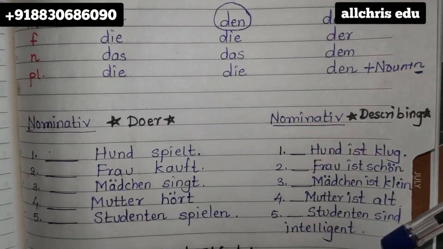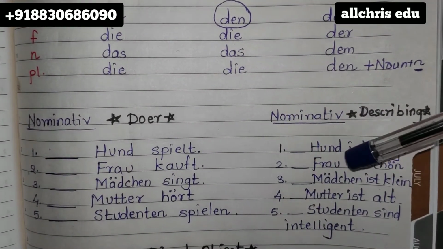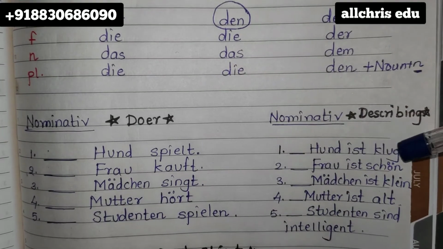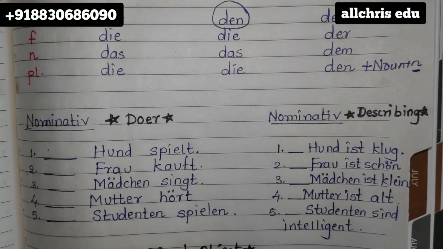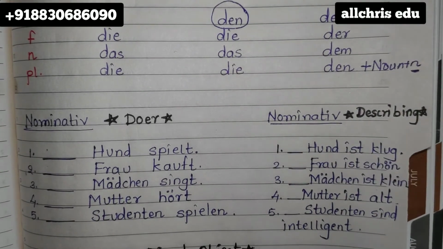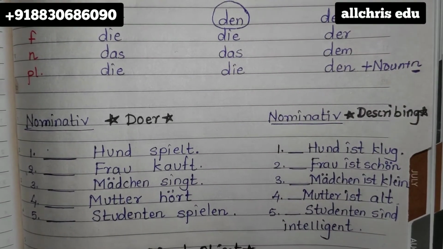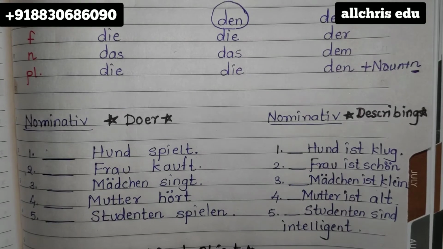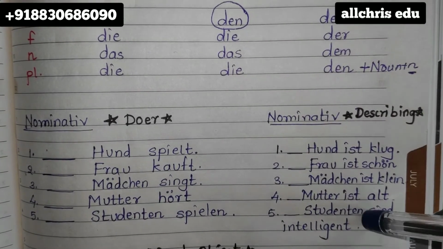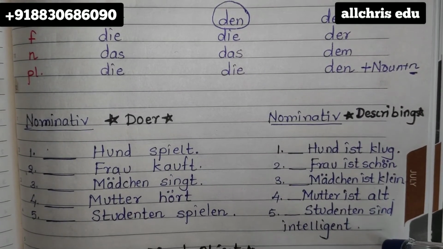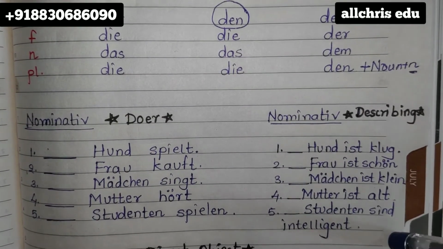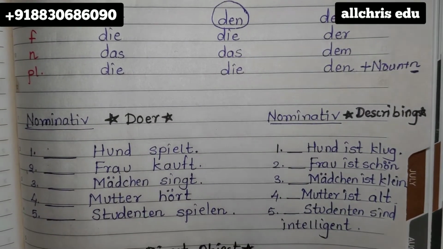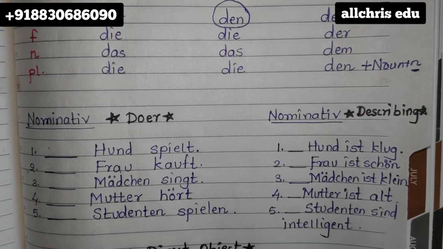in these 5 sentences, we are describing that noun. Hund ist klug. Klug means smart. Hund means dog. Dog is smart. Frau ist schön. Lady is beautiful. Mädchen ist klein. Girl is small. Mutter ist alt. Mother is old. Studenten sind intelligent. Students are intelligent.